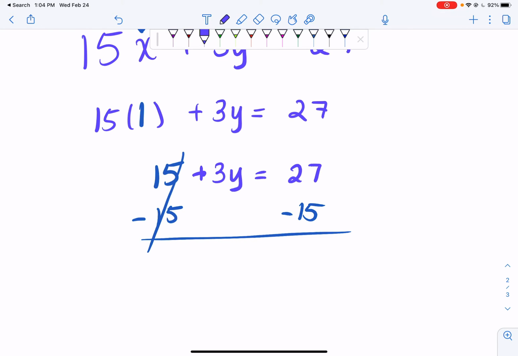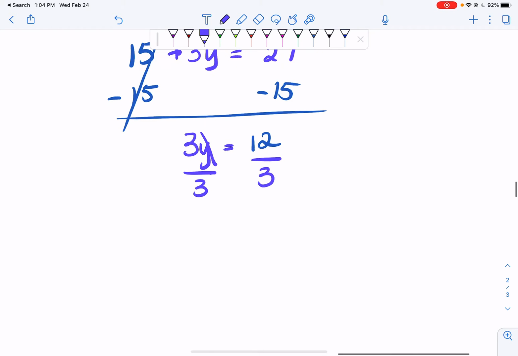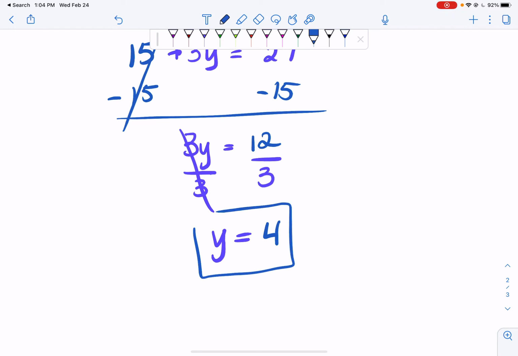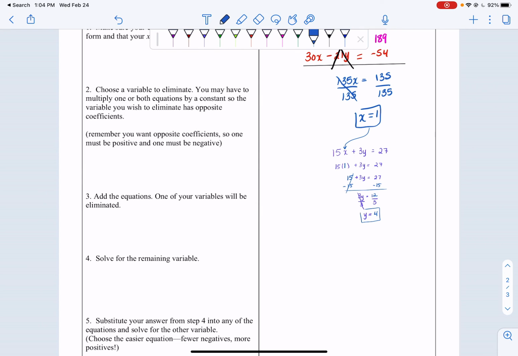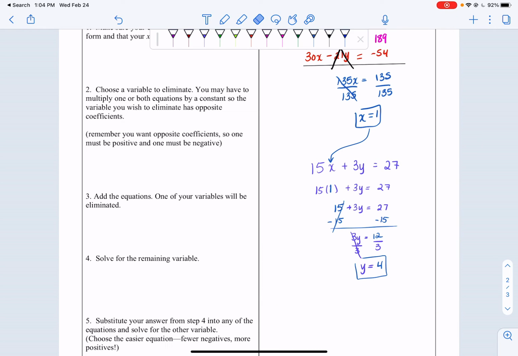And I get 3y is equal to 12. And now to get rid of my 3, I'm going to divide both sides of my equation by 3. So I get y is equal to 4 as my final answer. So now that I solved for y, I can write my final answer as an ordered pair. So I can write this as the ordered pair 1, 4.